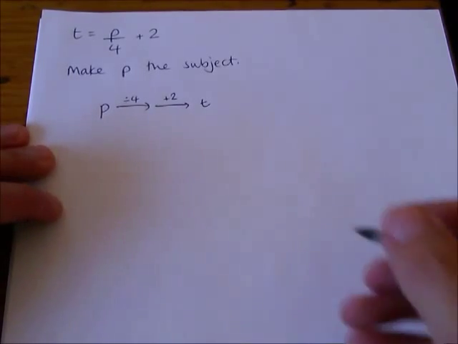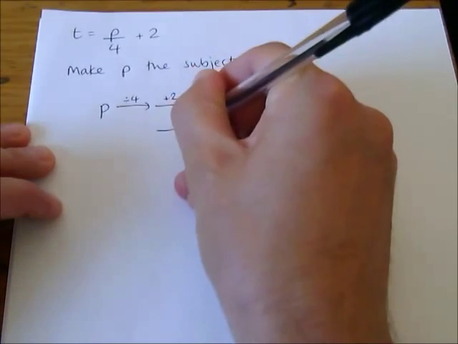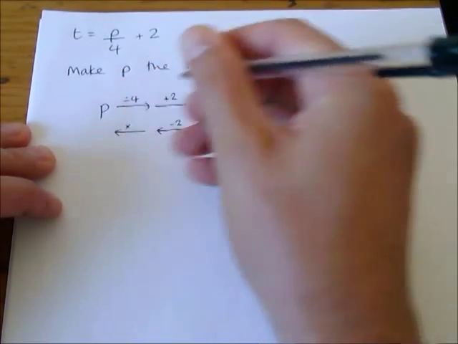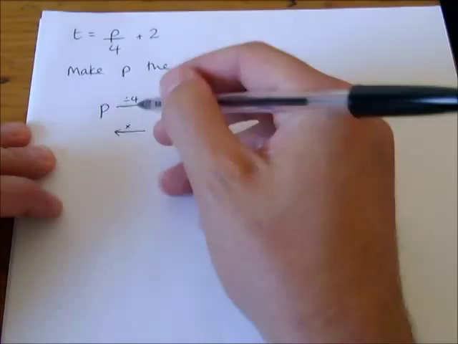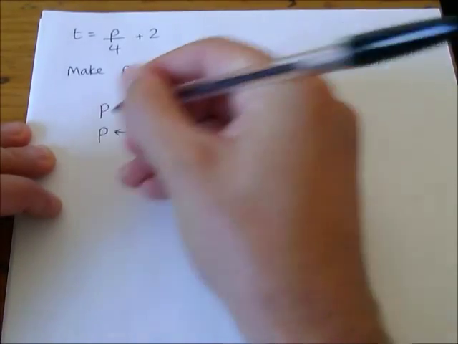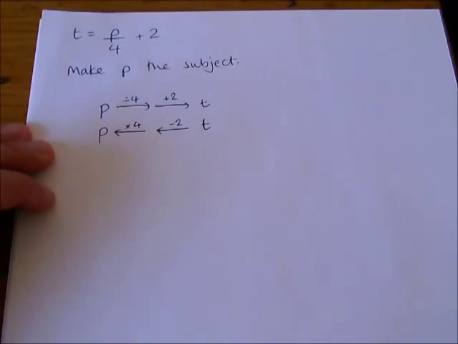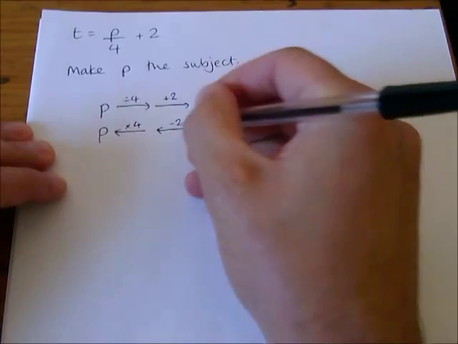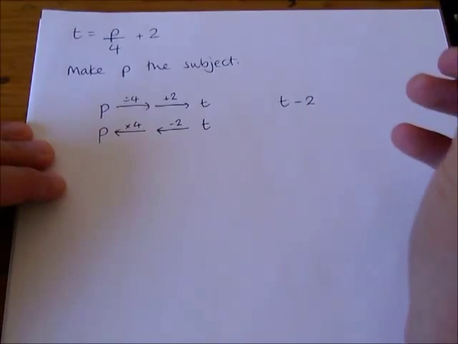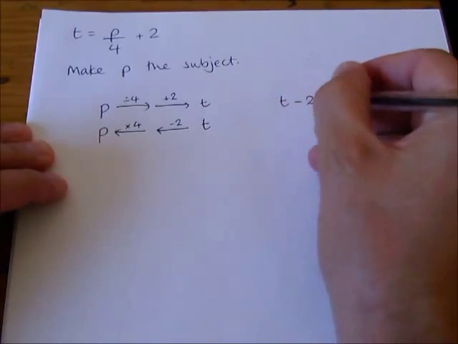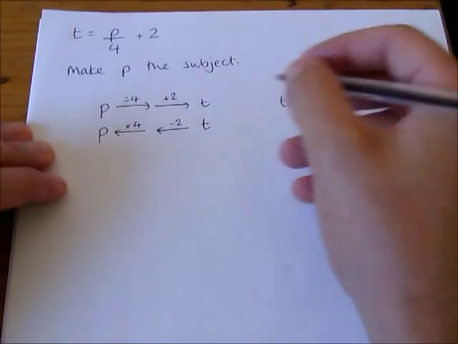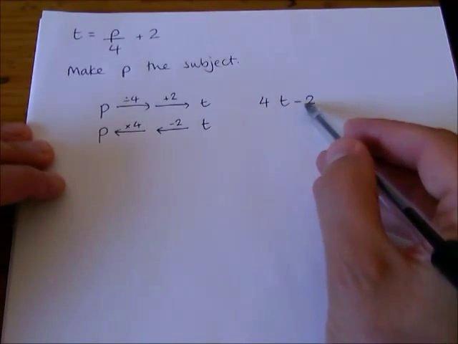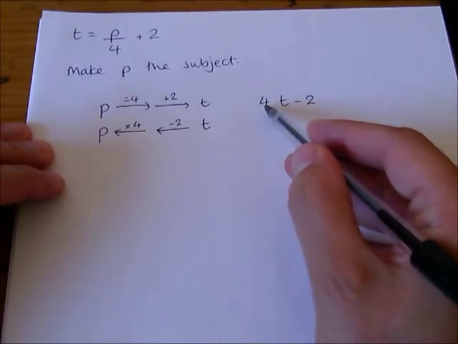Now, if we want to reverse that process, we're going to need to first of all subtract 2 and then multiply by 4. And if I want to write that out, that says t subtract 2, and then I need to multiply the entire answer by 4. I need to show somehow that I did the minus 2 bit first before timesing by 4.